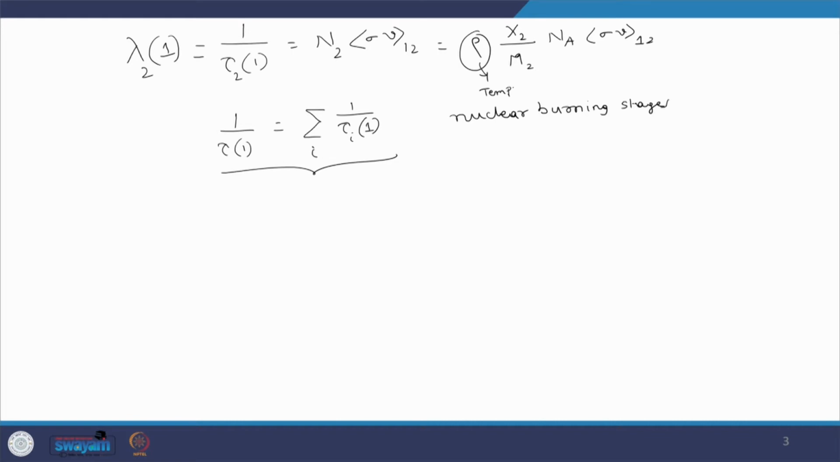Do you remember in one of the previous lectures I said there are six burning stages in the star: hydrogen, helium, carbon burning, silicon burning, then the S process, R process and P process, and finally the L process. So, in different burning stages this formula is going to play a very important role. Please bear with me for a few lectures till I use this formula extensively.